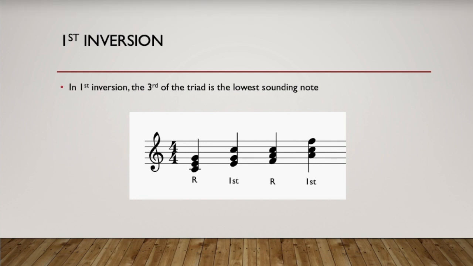So here's an example of what that C major root position triad sounds like. And here it is in first inversion. Again, here's the root position and the first inversion. And here's the root position F major triad, and again in first inversion. Again, here's our F major root position, and here it is in first inversion.